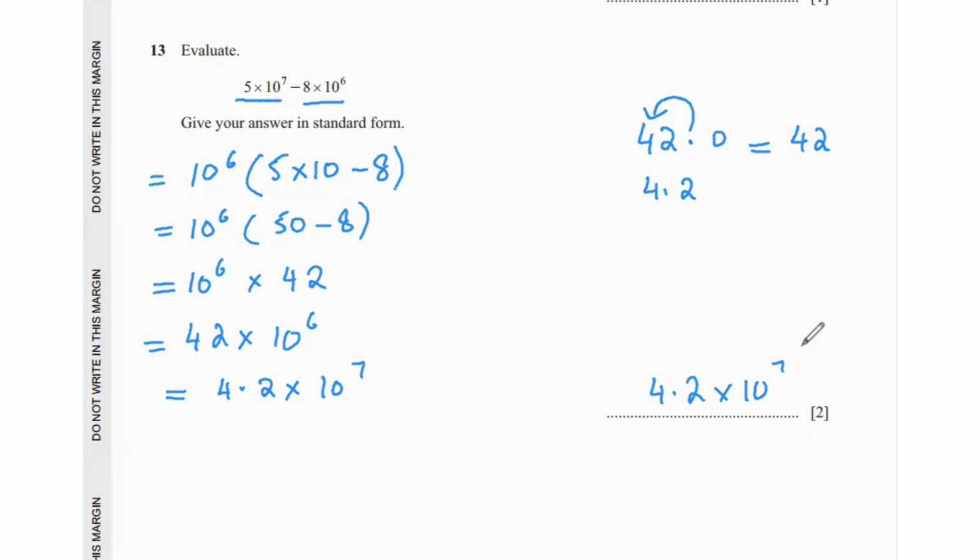Let's say we're moving the decimal towards the right-hand side. For example, instead of 42, we had 0.42. Now, 0.42 times 10 to the power of 6 is also not standard form because the number, as I said, has to be greater than 1, but less than 10. So in this case, you would move the decimal over here. So now you would subtract 1 from the power. So that's going to be 4.2 times 10 to the power of 5.